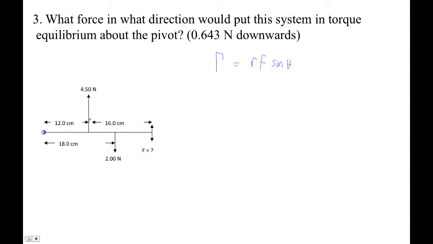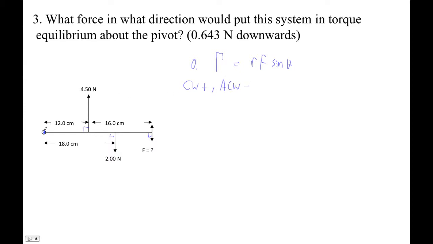Now all of these forces are acting at right angles to this thing there. So sine of 90 is of course 1. So these are just going to be R times F. That's concept 0. Concept 1 is that we're going to make clockwise torques positive, and anti-clockwise torques will make negative.